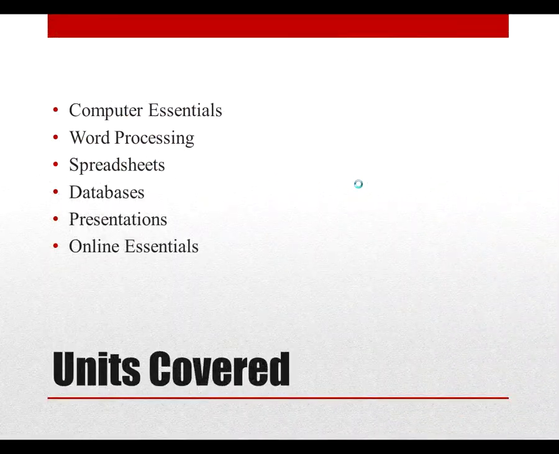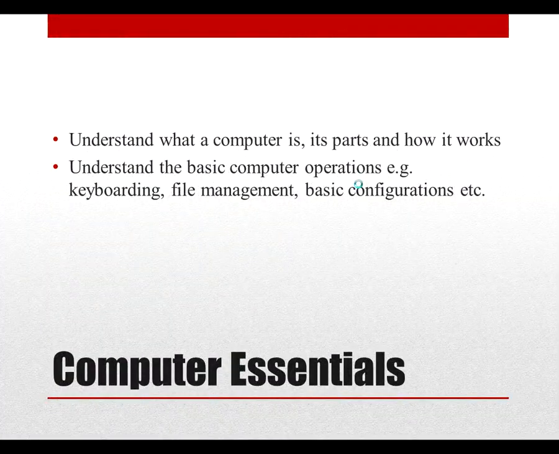So the first unit that you normally begin with is Computer Essentials. So with Computer Essentials, what happens is that you will understand the basics, how a computer works and so on. Then we have the word processing, we have spreadsheets, we have database, we have presentations, and we have online essentials. So let's go through each unit so that you can have a clear view of what each unit entails. So to begin with, I will start with Computer Essentials.